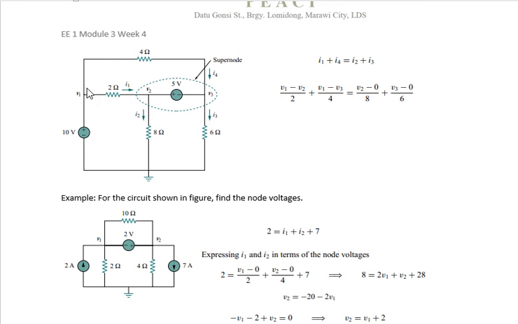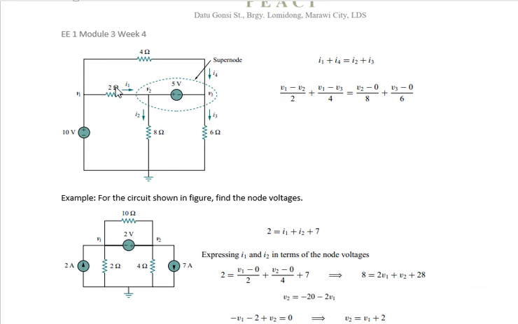So yung once again, yung I1 natin is papasok sa supernode. Kaya dito sa left side, yung I4 natin is papasok sa supernode. Kaya dito sa left side, yung I3 natin is palabas sa supernode. Kaya dito sa right side, yung I2 natin is palabas sa supernode. And after that, substitute the appropriate Ohm's law equivalent.